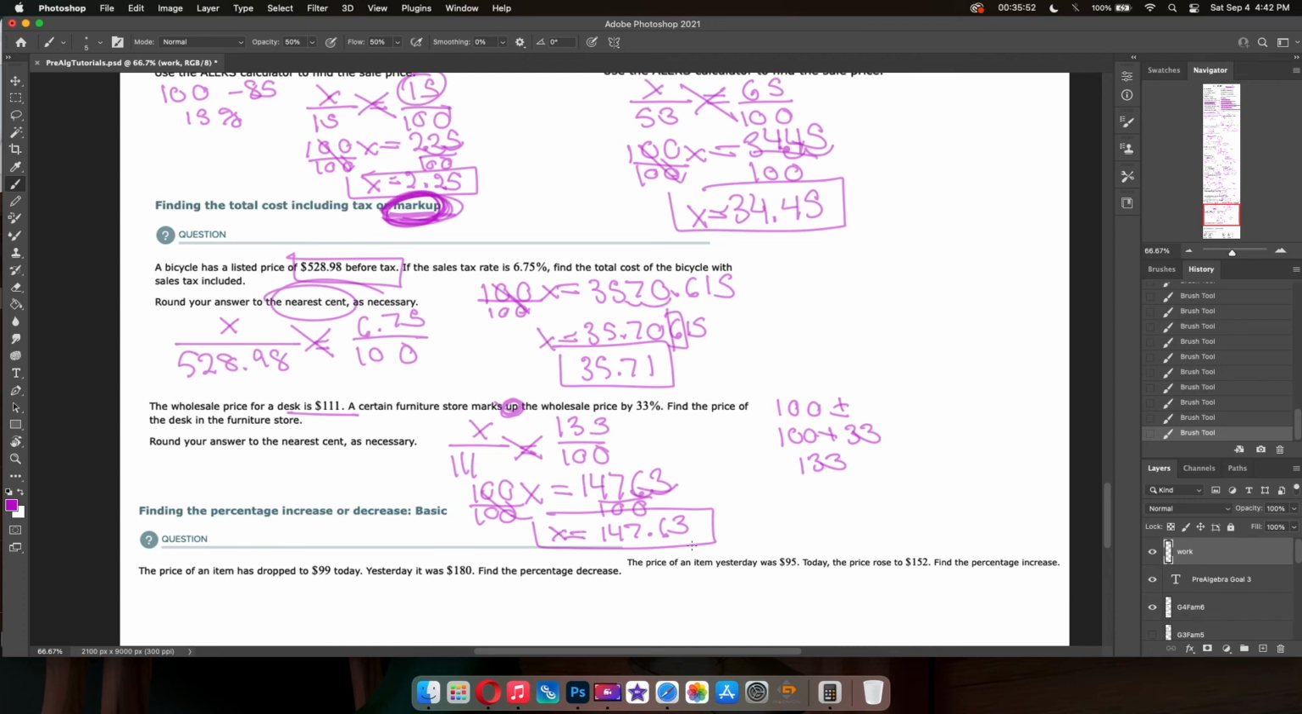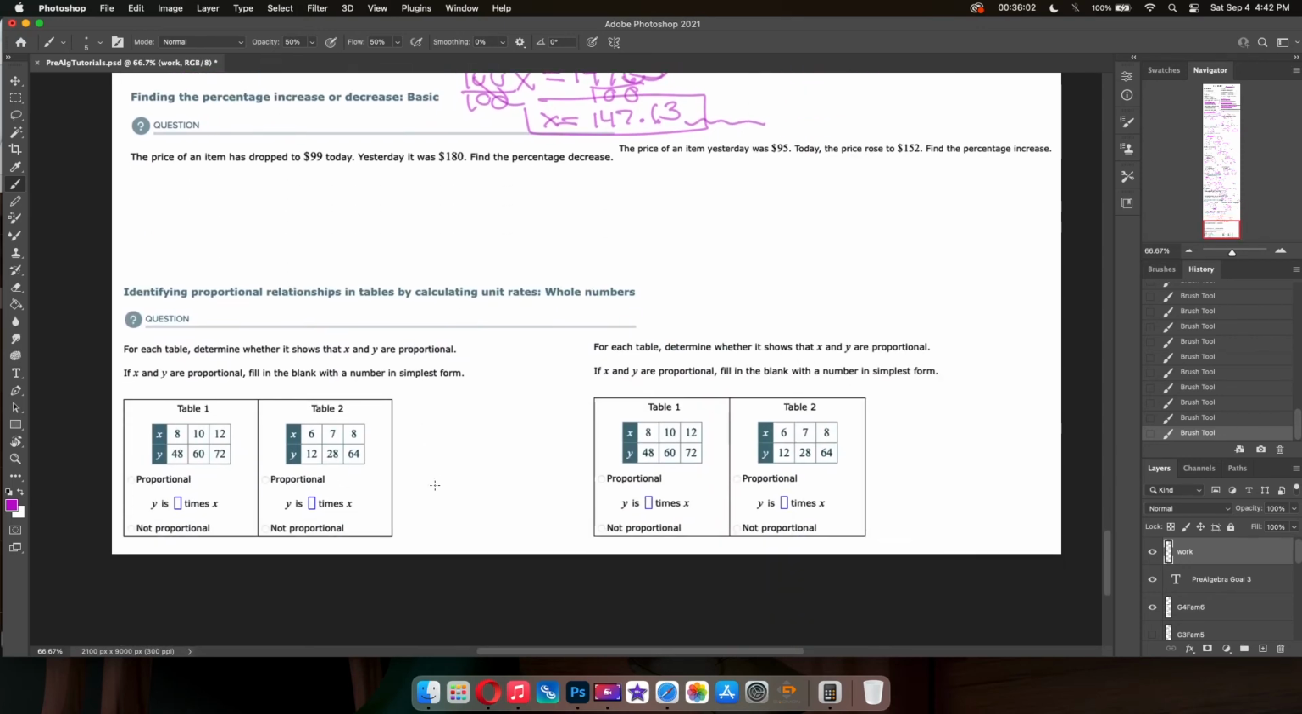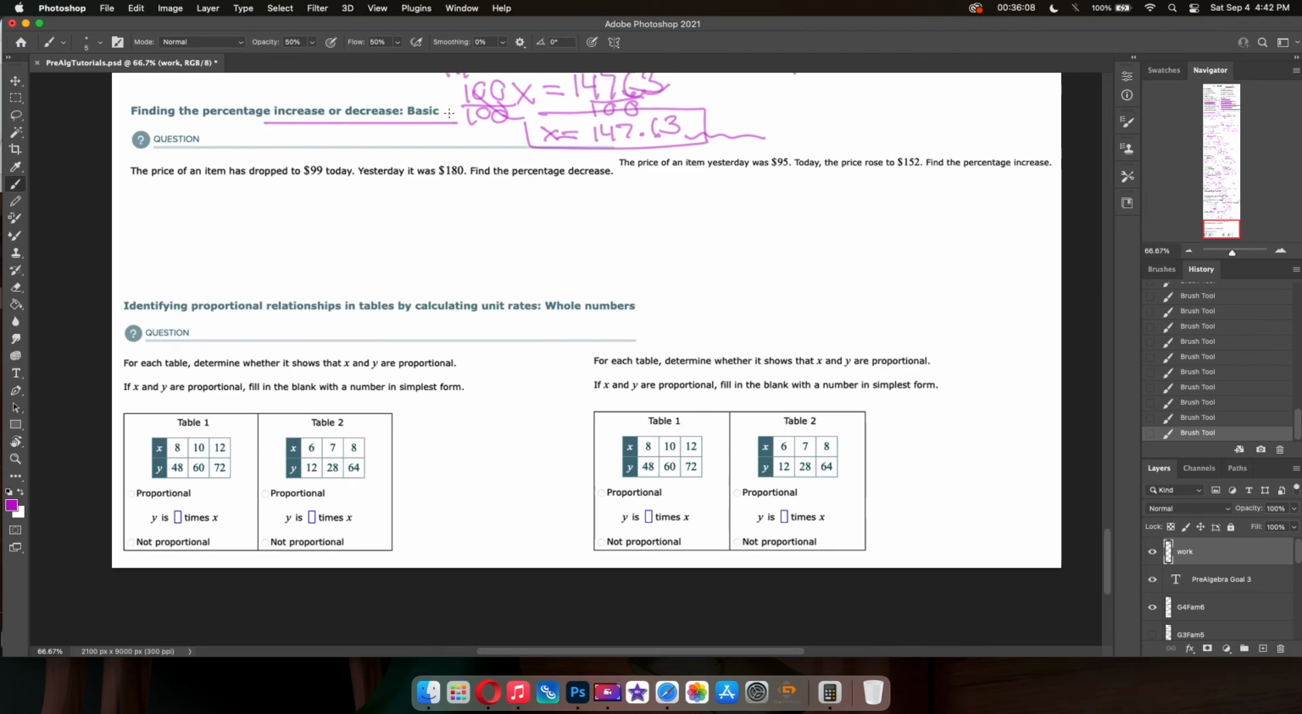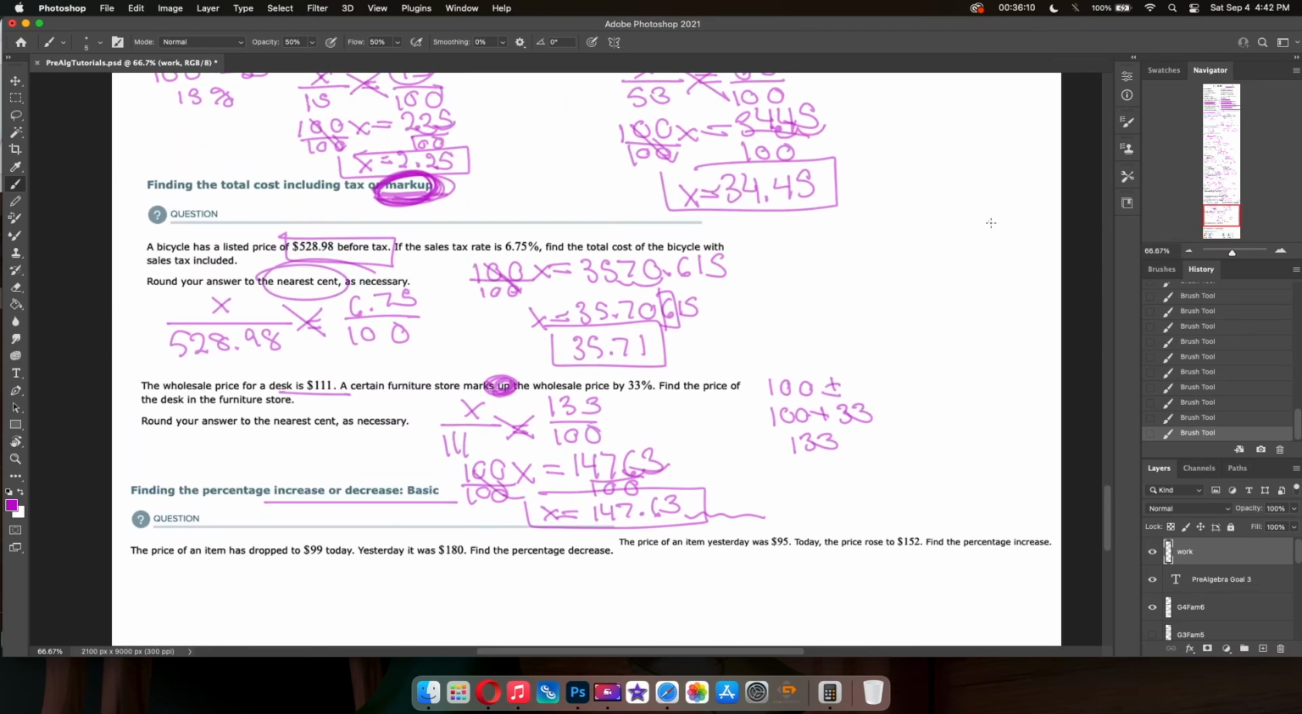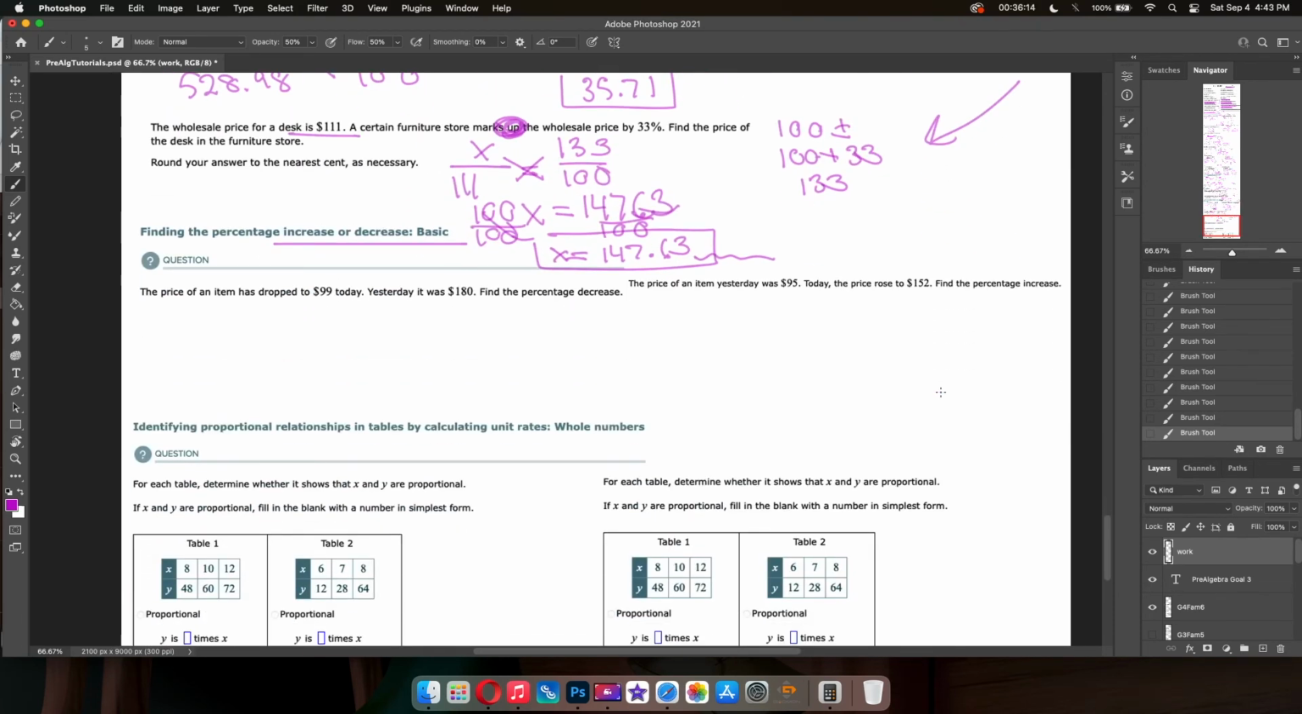All right, so $147.63, and they spared us. There's no ugly rounding. Hooray! Although, I mean, given the fake out they gave us, that's the least they could do. All right. Ooh, we hit the end of this thingy. We're almost done. Finding the percent increase and decrease. So this is similar to these last two topics where you have that 100 plus or minus, but now the setup is very slightly different.